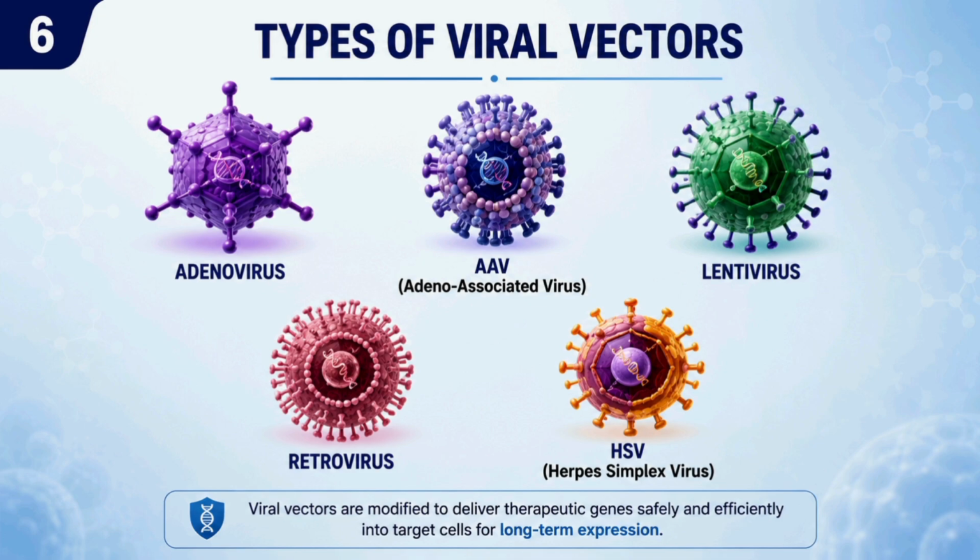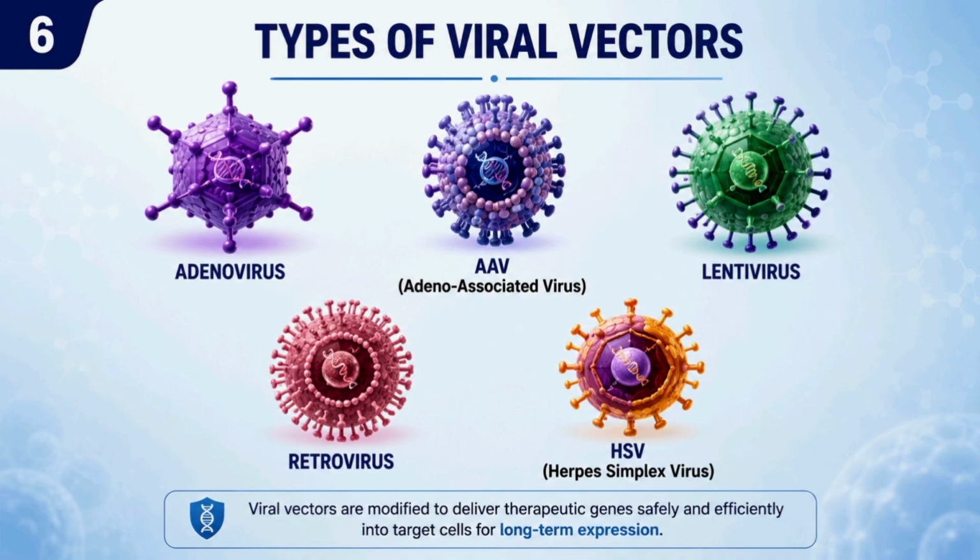And the second one is adeno-associated virus, that is AAV. AAV is one of the safest viral vectors. It causes very little immune response and produces long-lasting gene expression. Many approved gene therapy products use AAV. So AAV is equal to almost always very safe. That is a simple memory trick. And the third one is the lentivirus. Lentivirus can insert the therapeutic gene into the cell's chromosome. This allows long-term expression. It is widely used in stem cell therapy and some cancer treatments.